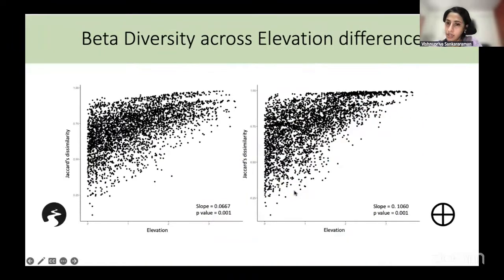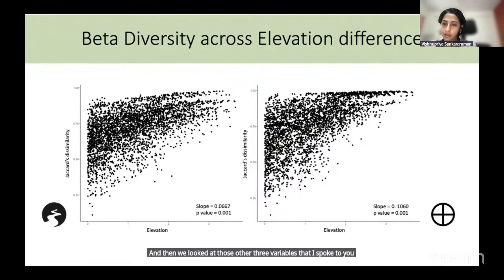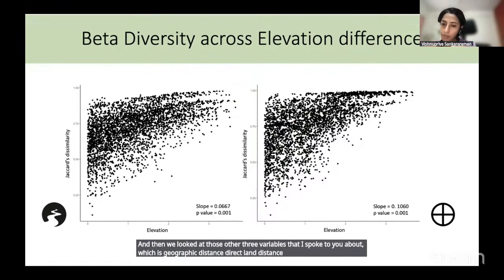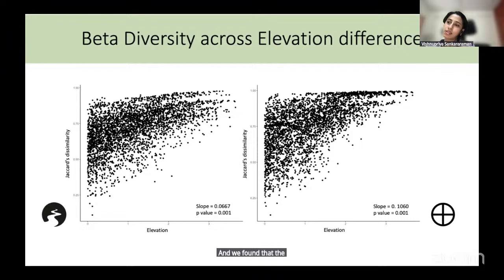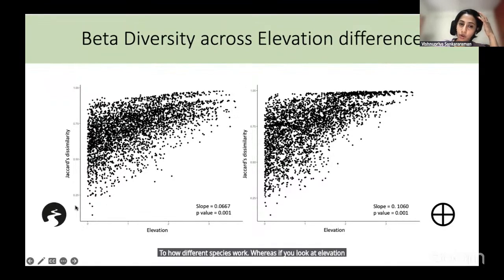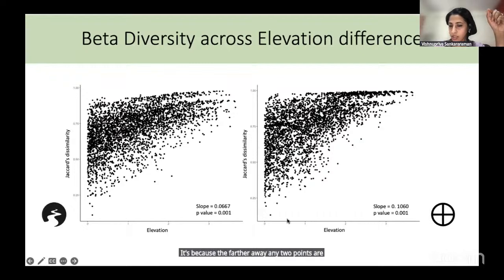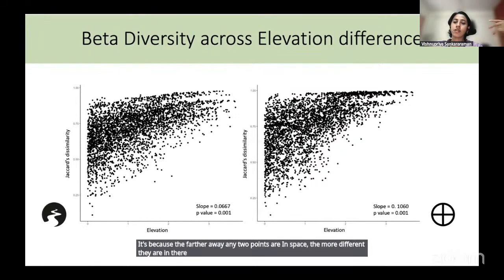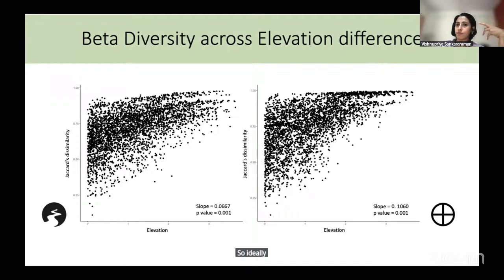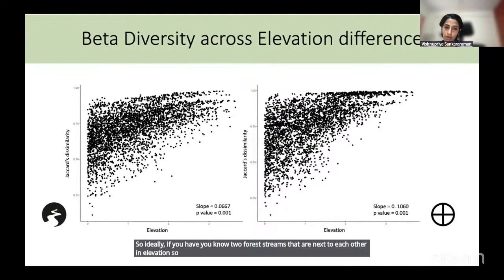And then we looked at those other three variables that I spoke to you about, which is geographic distance, direct land distance, the stream network distance, and the elevation difference. And we found that the land distance and the stream distance didn't really make any difference to how different species were. Whereas if you look at elevation, you can see that all the points are along this line. They form this triangle. It's because the farther away any 2 points are in space, the more different they are in their frog species compositions. So ideally, if you have two forest streams that are next to each other in elevation, they're going to have very similar kinds of frogs.